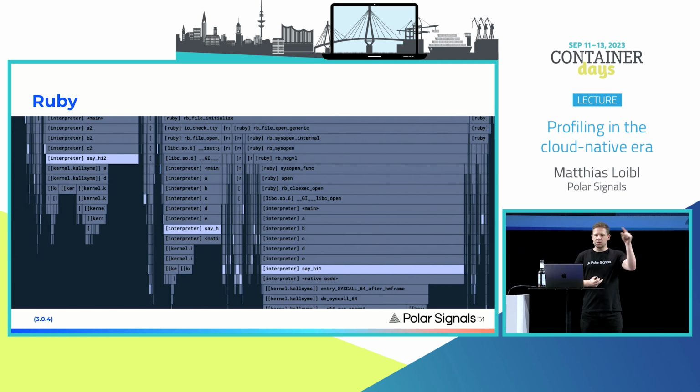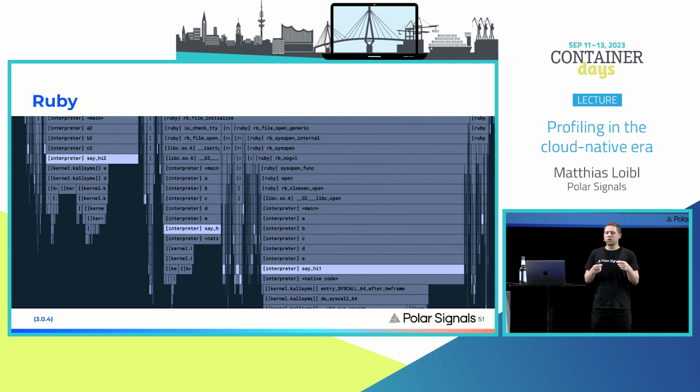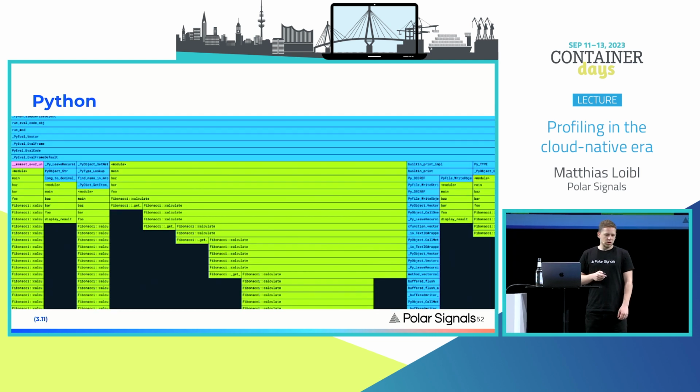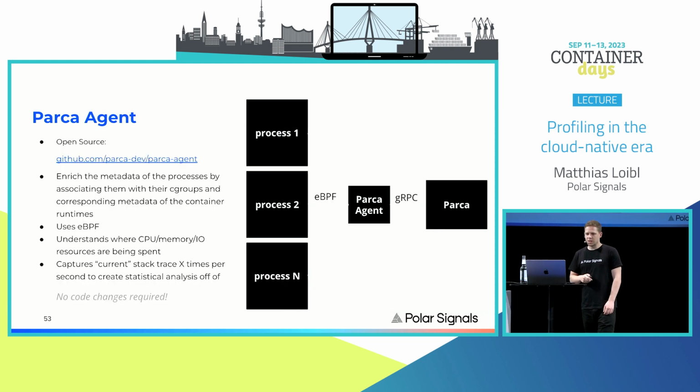As you can see, some stack traces, and then eventually you can see the interpreter calling a main function and then A, B, C, D, E, and then say hi. And those functions are actually from the interpreter. So those are the ones that are actually interesting to you as a developer, right? You want to see those, and you need to do some extra work to make them show up in the profiles with eBPF. But we are getting there, and we have Ruby and Python support. You can see in green is all the Python interpreter, and you can see a Fibonacci example here where you can visualize how that looks.